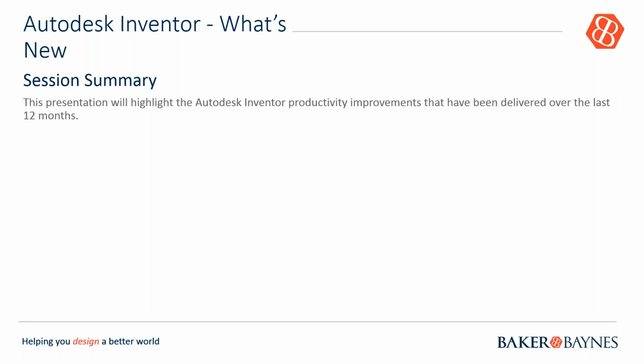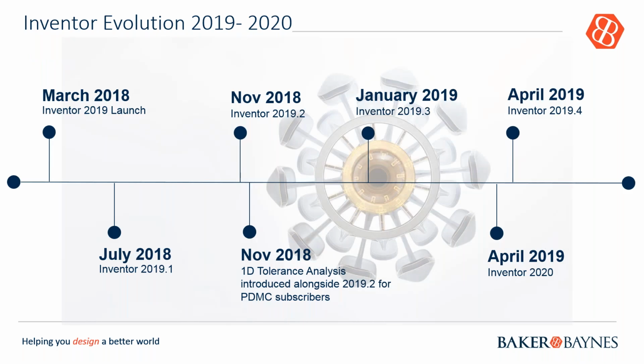Okay, so let's have a look at the evolution quickly. Before we carry on with Inventor 2020, let's see the evolution from where it started and how it moved on. So in March 2018 was the launch of Inventor 2019. Following that, in July, we saw the first release, Inventor 2019.1. So that was the first dot release.